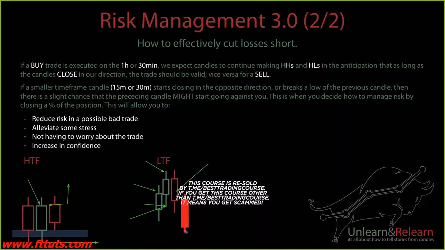Just because the one before that broke the previous low. So now what if this happens, right? At this point, if you would have closed 50% and it hit your stop loss, you've lost less than what you plan to lose, right? But if you haven't closed 50%, now you've lost your entire stop loss.